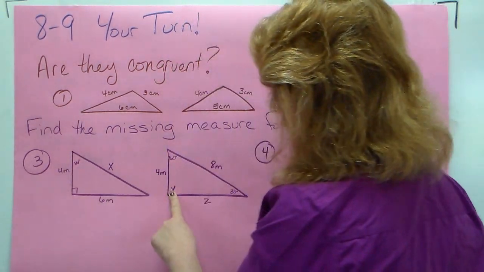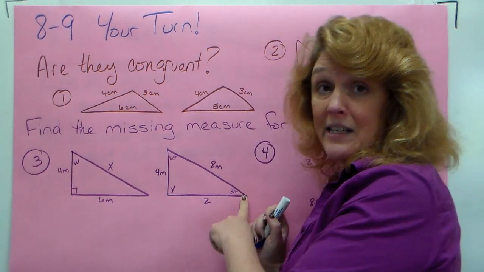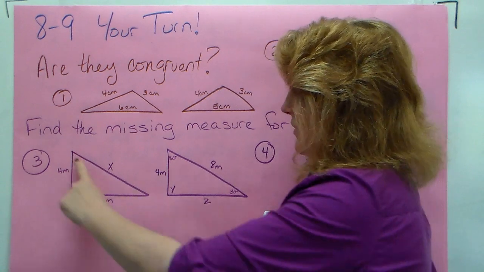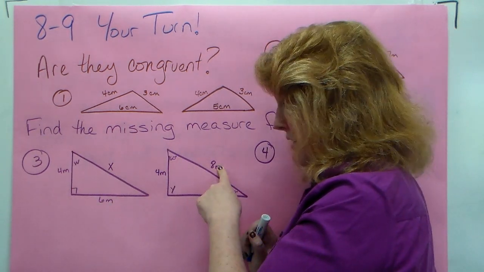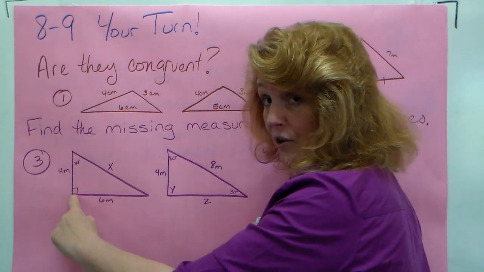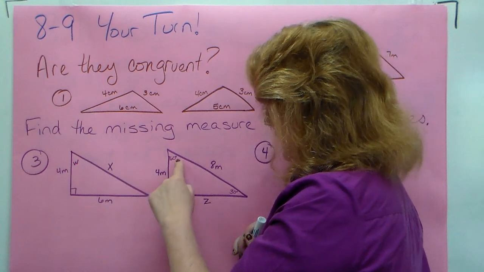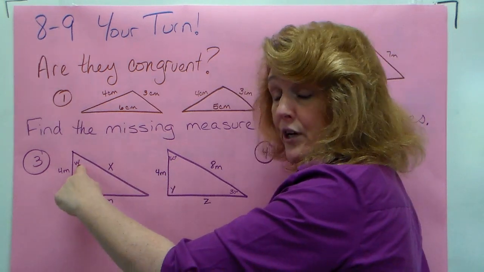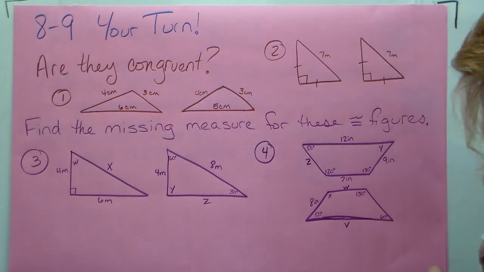Number 3. This side is 4, this side is 4. This side is 6, which means this side is 6, so Z is 6. This side is X, this side is 8, which means X equals 8. This is a 90-degree angle, which means Y is 90 degrees. This is a 60-degree angle, which means W is 60 degrees. It really is this easy.